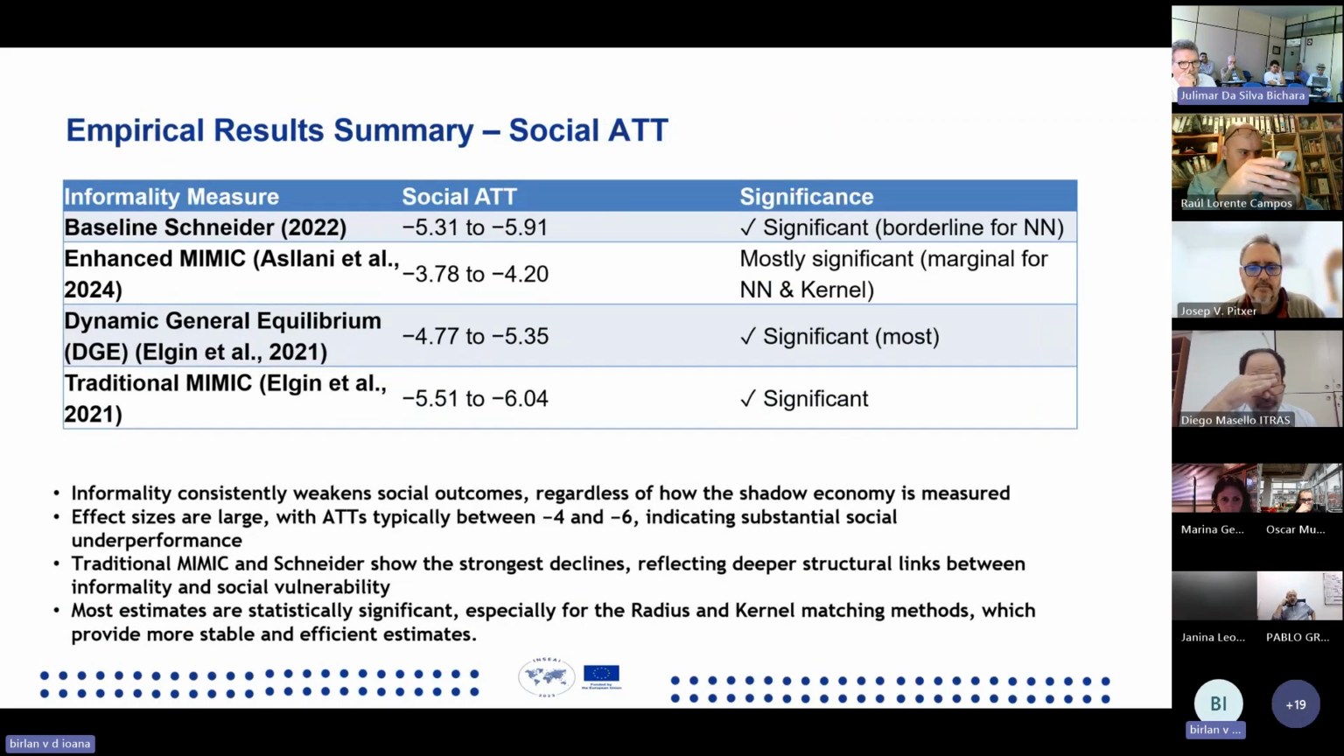Moving on to the social pillar, we have to be honest that even though the results were negative and they had economic logic, they were not as significant as the other ones. So for this pillar, the matching techniques that gave the most significant results were the radius and the kernel matching methods.